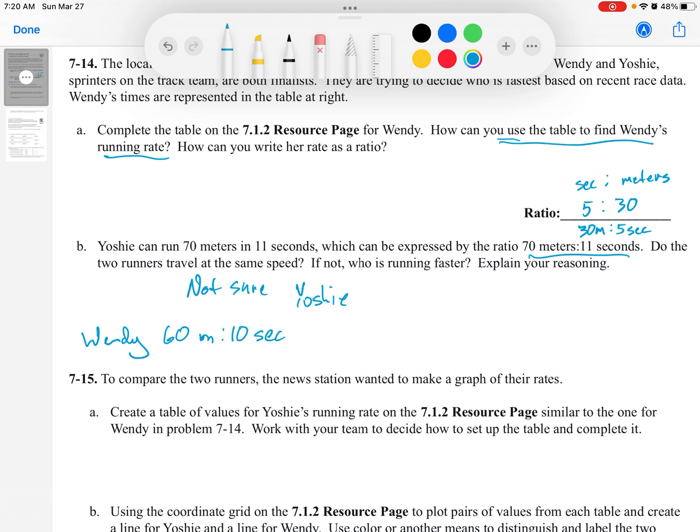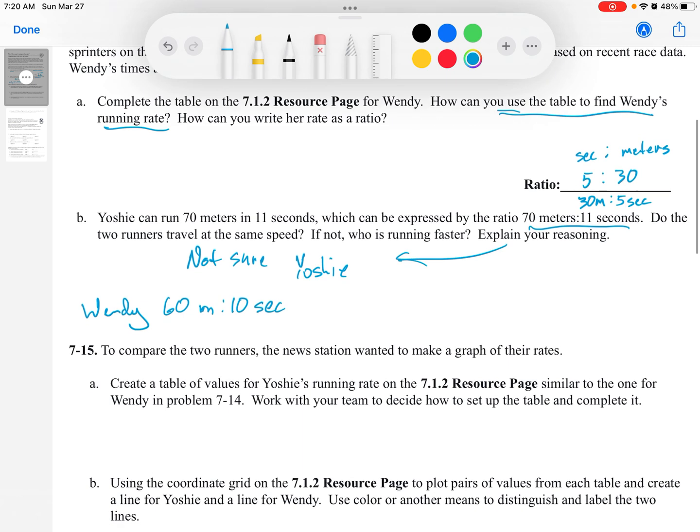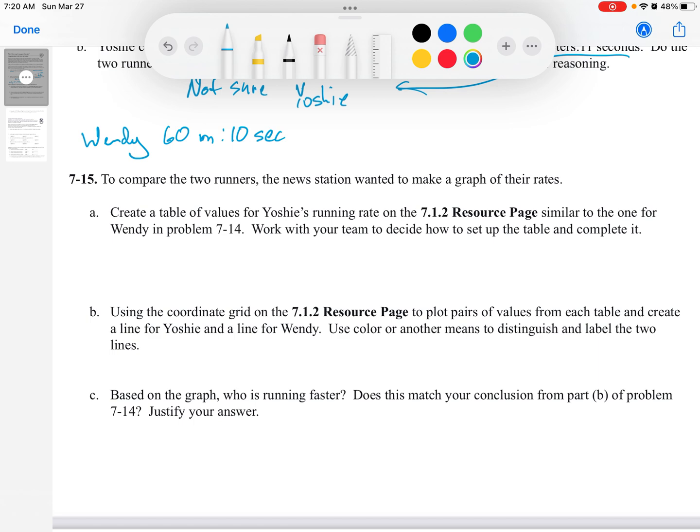And it seems like that would be the case, right? So, Yoshi, explain your reasoning, right? To compare the two runners, the news station wanted to make a graph.